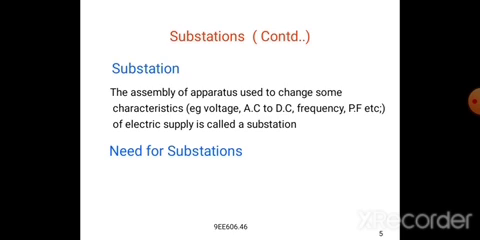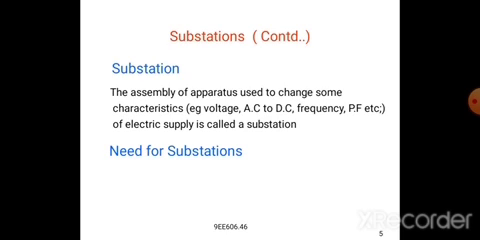And what is the need of substations? To switch on and off the power lines, known as switching operation. To transform voltage from higher to lower or vice versa, known as voltage transformation operation. To convert AC to DC or vice versa, known as power converting operation. To convert frequency from higher to lower or lower to higher, known as frequency converting operation.